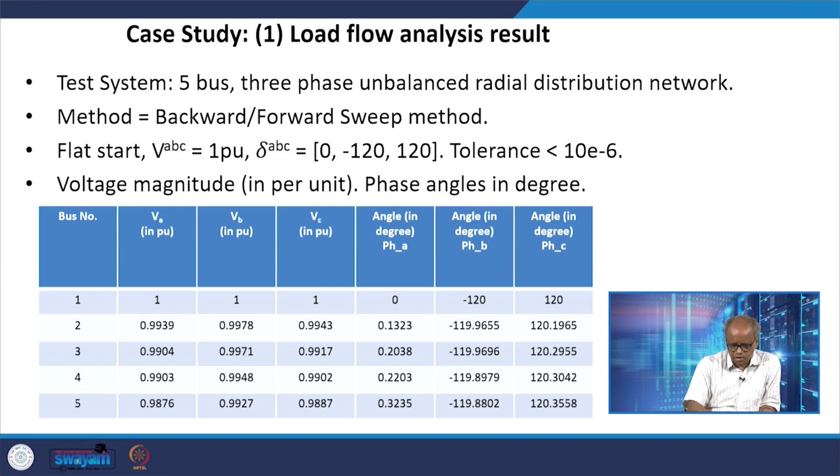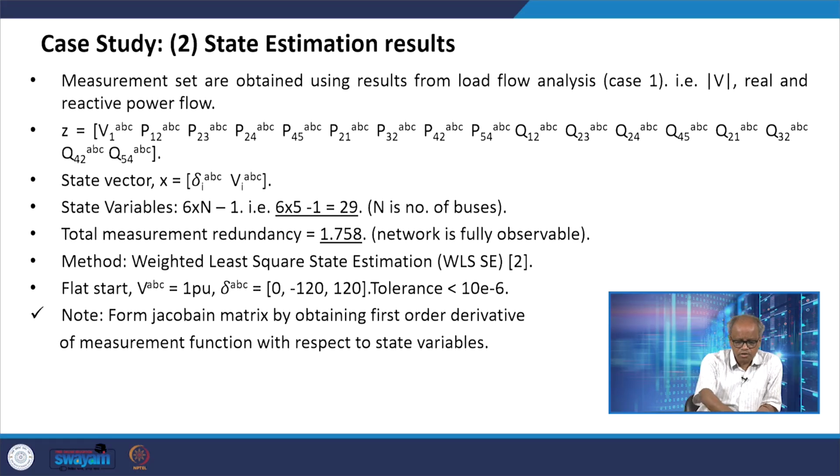So for bus 1 it is one angle at 0, but for bus 2, 3, 4 and 5, these are not balanced. Although bus 1 is always kept at one angle 0, one angle minus 120 degree and one angle plus 120 degree, the voltage magnitudes of bus 2, 3, 4, 5 are not balanced because of this unbalanced loading. So with these voltage magnitudes and angles we have calculated all this power flow.